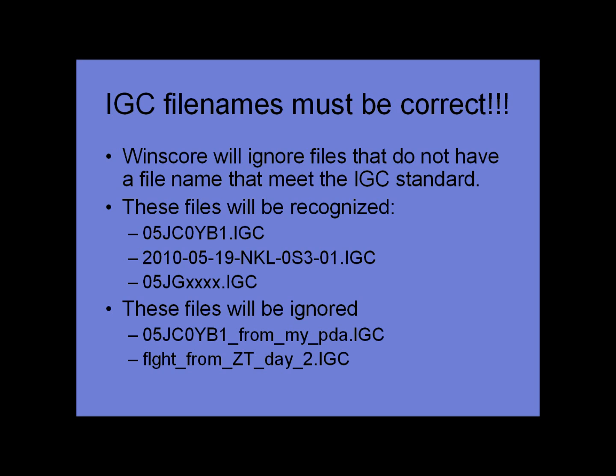Someone obviously got a file that was 05J, etc., and then he decided to do some self-organization on it, and he did from my pda.igc. This does not meet the standard. Winscore will ignore it. Or the next example, final example on the page, the guy didn't like the file name at all, and he decided to call it Flight from Zulu Tango Day 2 IGC. This will be ignored by Winscore. It's not valid. It doesn't meet the standard.